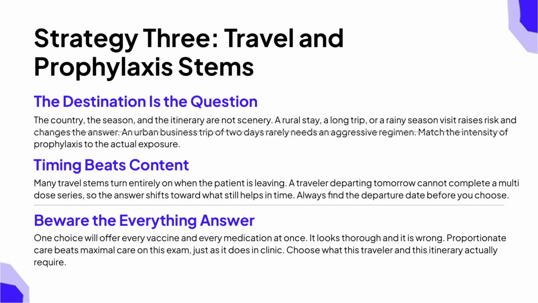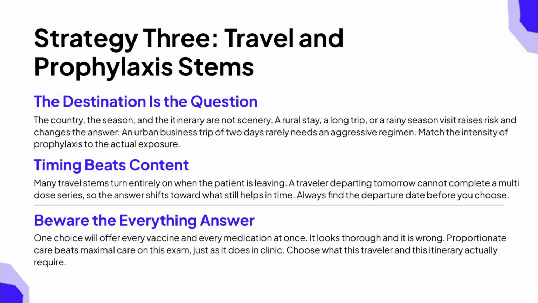Strategy 3 covers travel and prophylaxis stems. First, the destination is the question. The country, the season, and the itinerary are not scenery. A rural stay, a long trip, or a visit during rainy season raises risk and changes the answer, while a 2-day urban business trip rarely needs an aggressive regimen. Match the intensity of prophylaxis to the actual exposure.